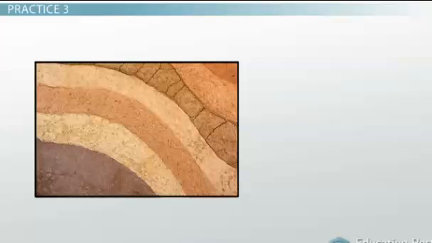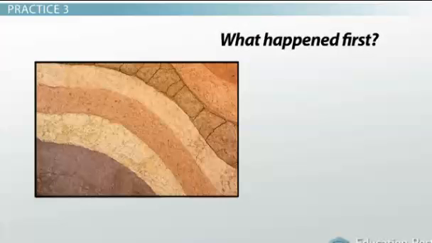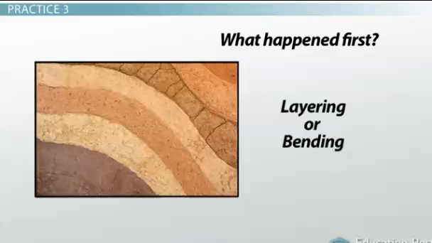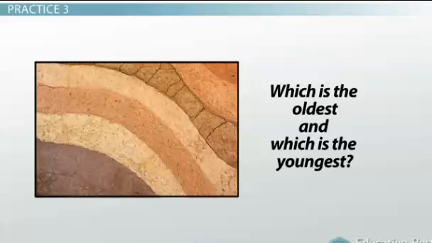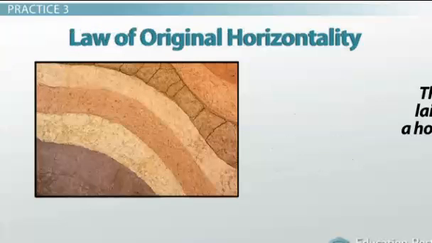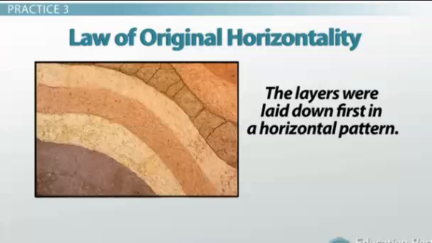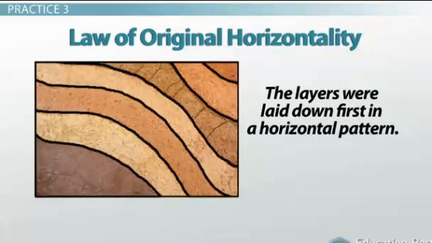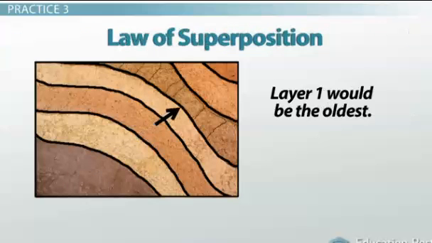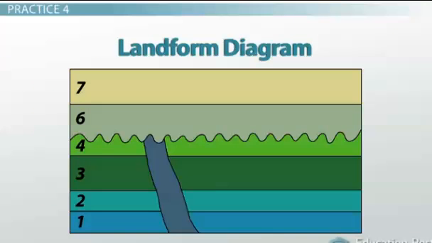Okay, here's a trickier example. What happened first, the layering of rock or the folding and bending of the layers? Also, which is the oldest and which is the youngest rock? Well, according to the law of original horizontality, the layers were laid down first in a horizontal pattern, and then forces in the earth would have caused the folding and bending afterwards. Second, the law of superposition would say that layer 1 would be the oldest, deposited first, and layer 7 would be the youngest.